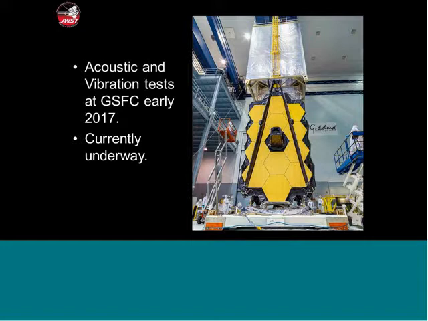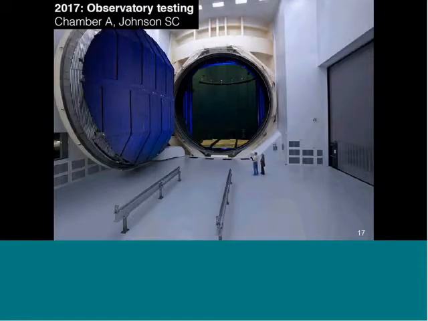Currently, the whole telescope module, with the wings folded back in this picture, has been moved out of the clean room into a makeshift clean tent, which is what you're seeing here. The tent is being lowered over the folded up observatory for acoustic and vibration tests that are currently underway at Goddard. These will be conducted through the spring before the observatory is then sent down to Johnson Space Center, where the full end-to-end optical test will be conducted in Chamber A this summer.